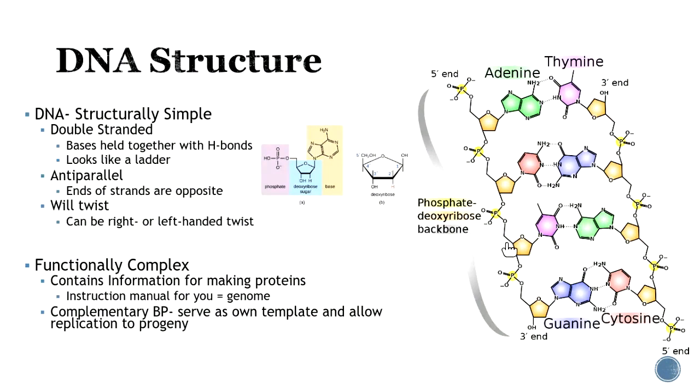What's going to happen is this is now going to twist on itself, and it can be right or left-handed depending on the type of DNA, and it will give its overall structure. So what's great is it's very complex, and like I said, this is the instruction manual for you, but thanks to these complementary base pairing rules, both strands can serve as a template when it comes to DNA replication.